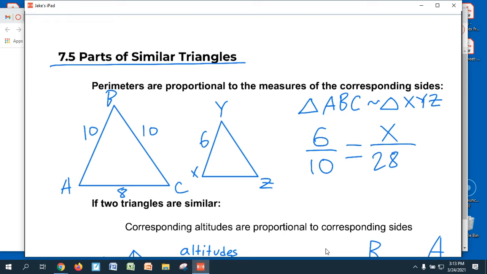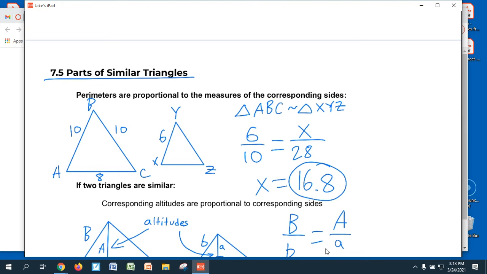I'm comparing two ratios, and then I just solve for x, and that's going to give me the perimeter that we're missing. If I did cross products here, 6 times 28, and then divided that by 10, you would get an answer of 16.8. So what does that tell you? That's the perimeter of triangle XYZ. That just shows you an example of what it means when I say that things are proportional. We can set up a proportion from that.